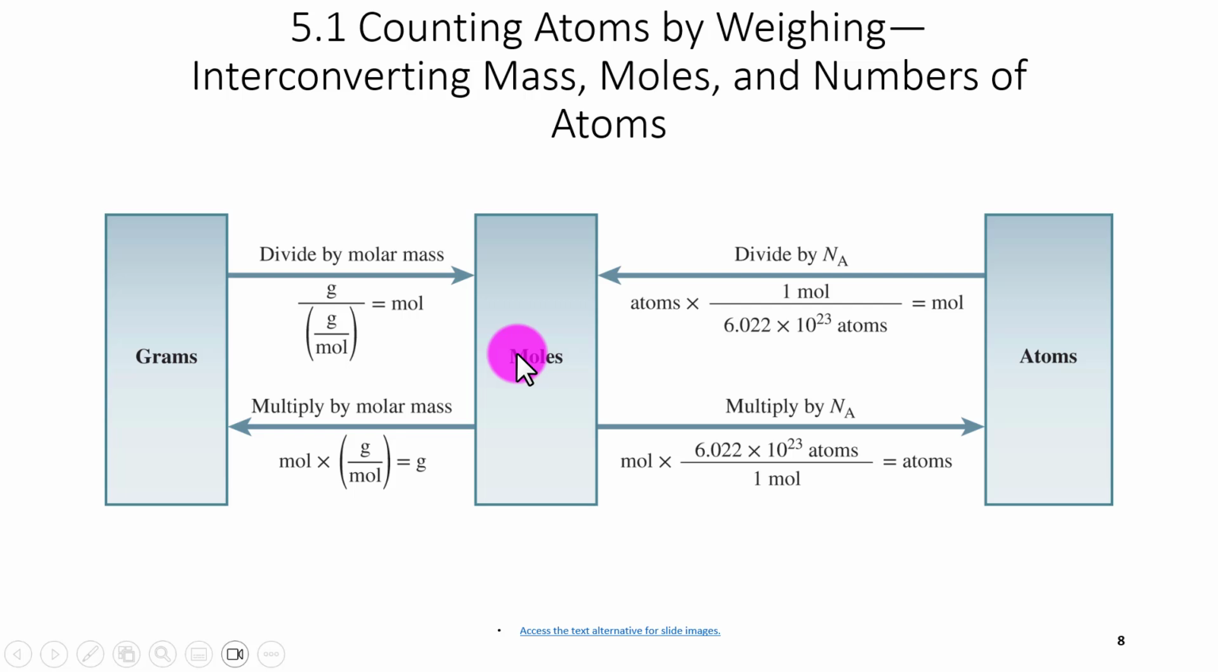Now, what if you start with moles and you want grams? Well, all you have to do, follow the arrow. You multiply by the molar mass to get grams, or you multiply by Avogadro's number to get atoms. If you start with atoms and you are asked to find moles, you divide by Avogadro's number to get the moles. And then, if you are asked to continue to figure out grams, you take the moles and multiply by the molar mass to get to grams.